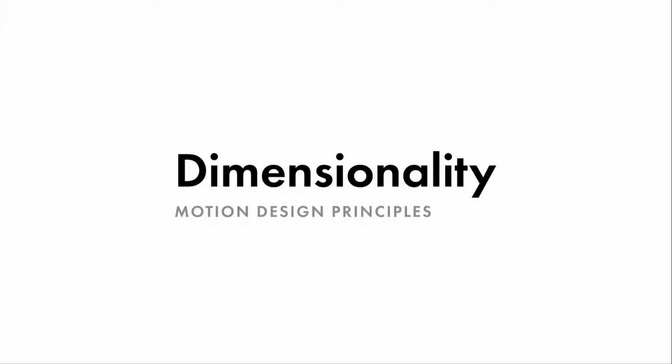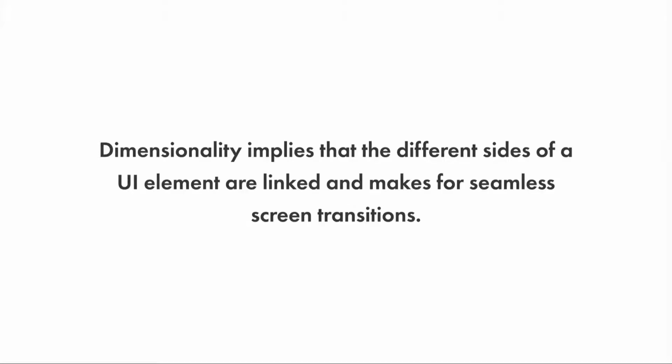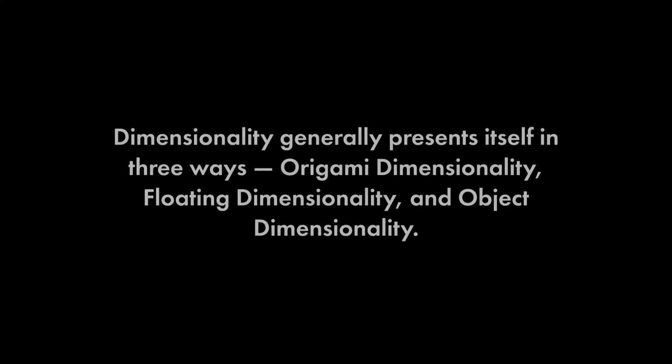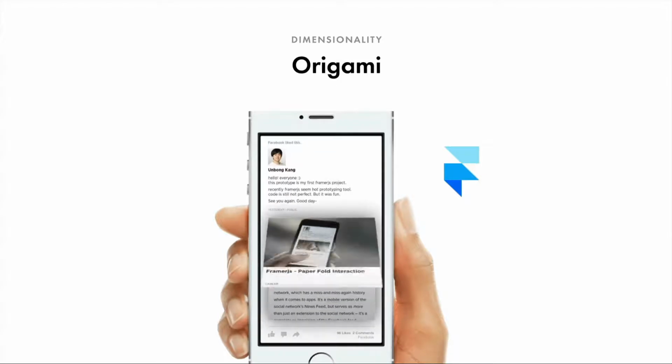So let's get right into that. Now, dimensionality implies that different sides of a UI element are linked and makes for seamless screen transitions. And it generally presents itself in three ways. There's origami dimensionality, floating dimensionality, and object dimensionality. It makes it seem as though UI elements have multiple interactive sides, just like objects in the real physical world. So let's take a look at origami.